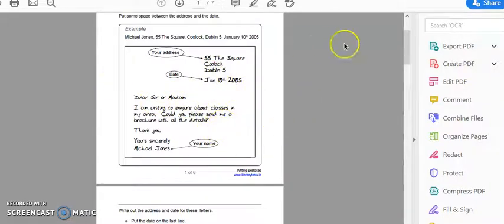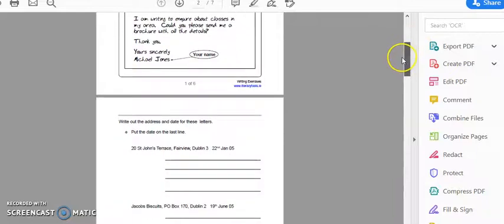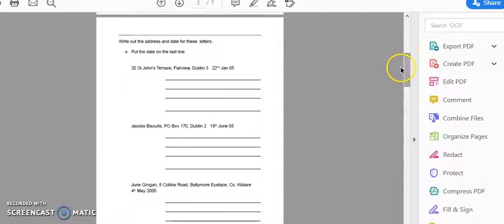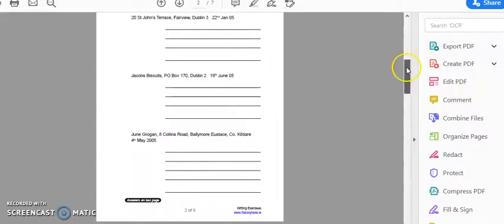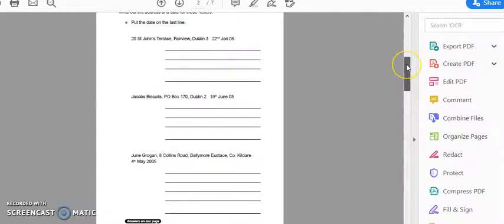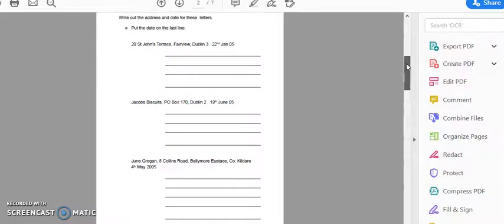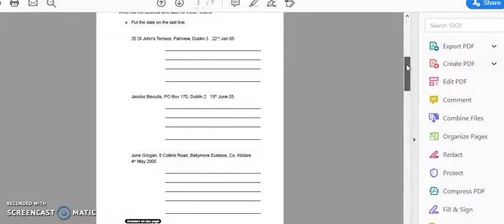If you scroll down then, it gives you some chances to write out your own addresses. So write out the address and date for these letters. So remember, each line of the address goes on a separate line. Okay, so you can try those out. If you want, what you can do is just write them on a separate piece of paper and you can send it back to me if you have access to do that, or you could even photograph it and send me a photograph.